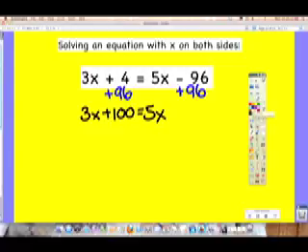It's like Tyler's holding 3 x's. To get rid of them, I just take them away from him. And then over here, Maddie has 5 x's. When we take away 3 of her x's, how many does she have? 2. So now we're left with 100 equals 2 x's.